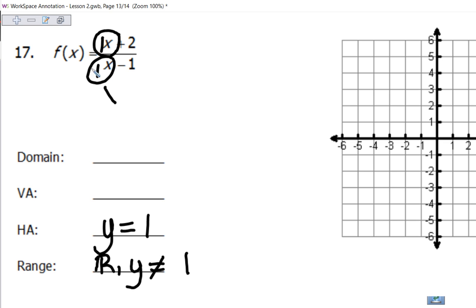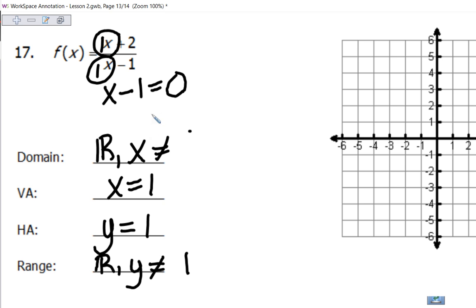Set the denominator equal to 0. So x minus 1, set it equal to 0. So what would the vertical asymptote be? X equals 1. So that means the domain is all real numbers, except x cannot equal 1.